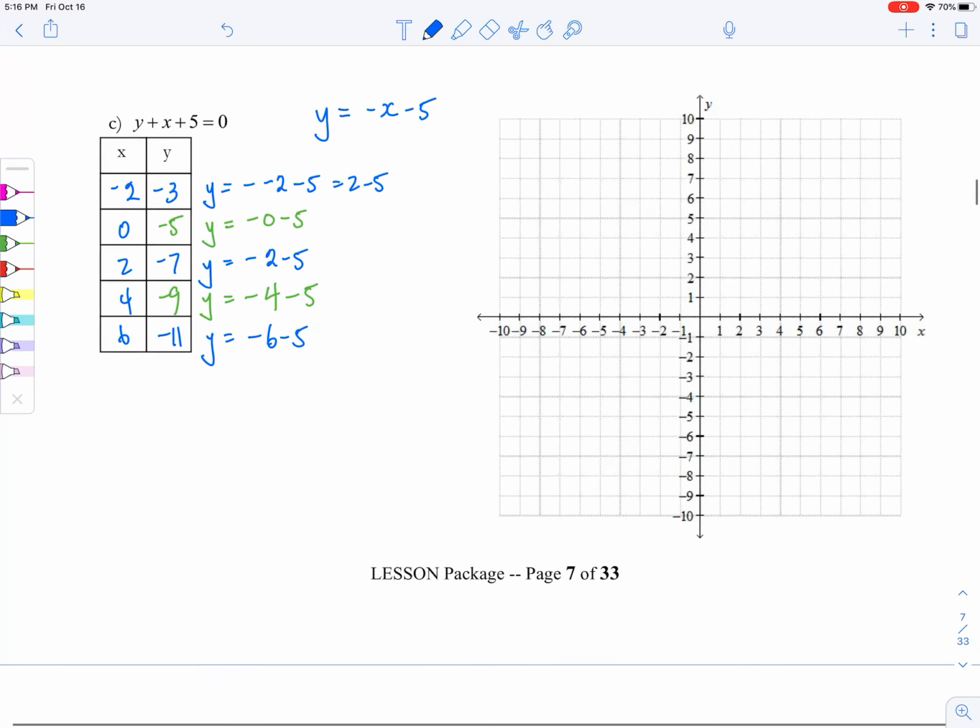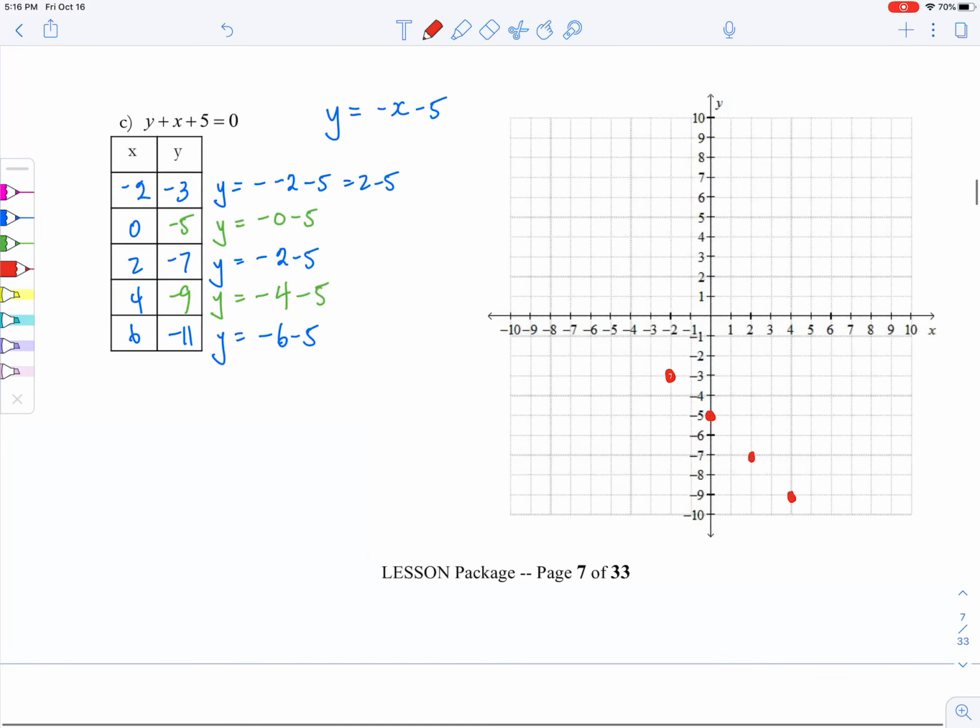So if we graph these, the first one is -2, 3. So I go across 2 and down 3. My point is right here. The second one, 0, -5, means I don't move side to side, but I go down to -5. And then 2, -7, 4, -9. And we've got more than enough dots. We could draw the next one. It's going to be sort of right here.